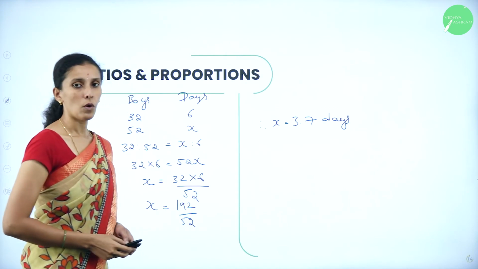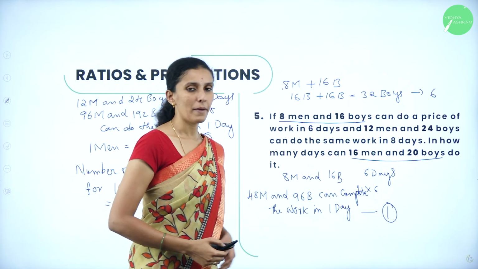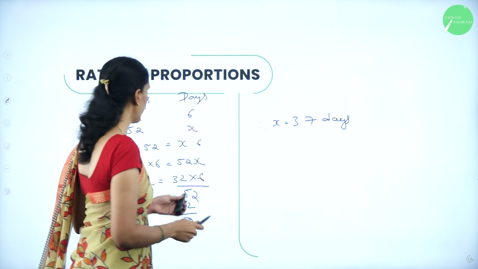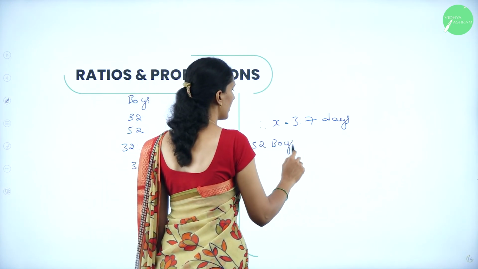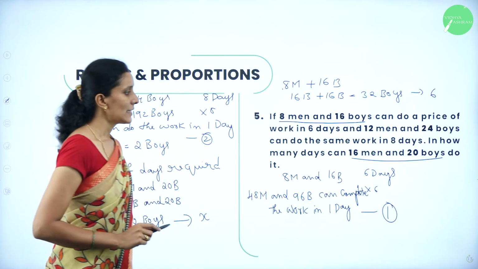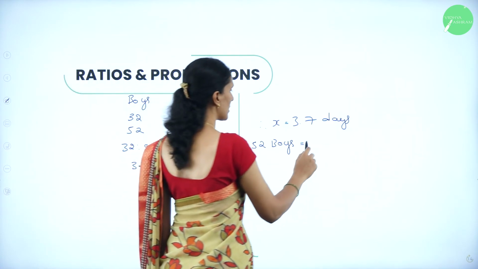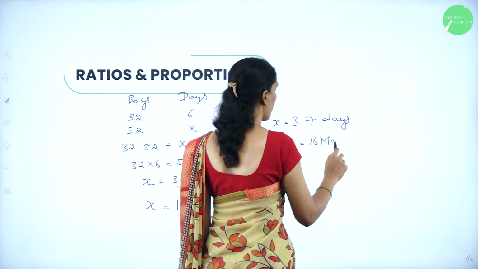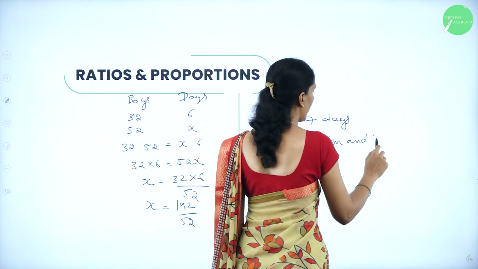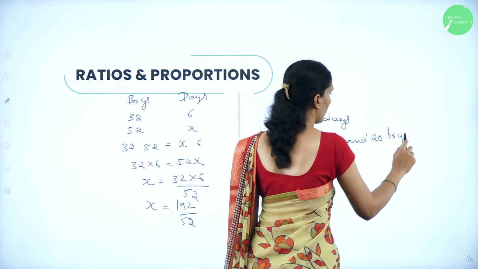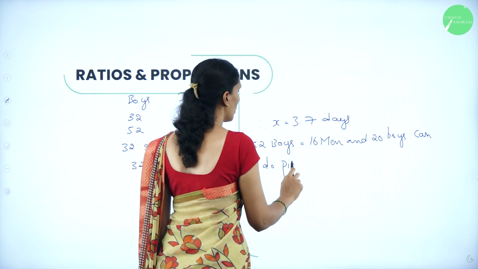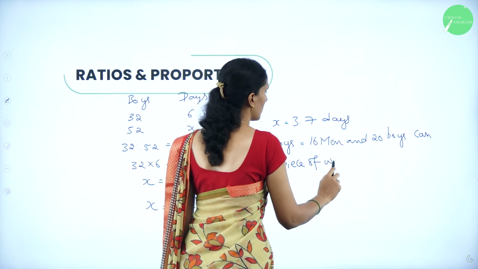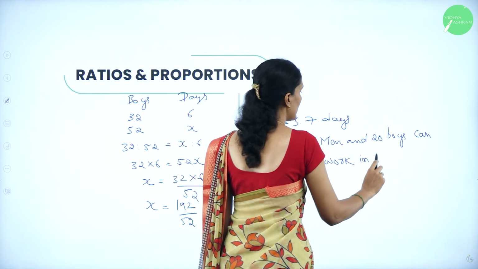So therefore, what we can conclude, 52 boys is nothing but 16 men and 20 boys. 16 men and 20 boys can do the piece of work in 3.7 days.